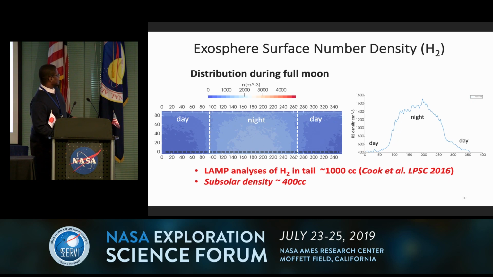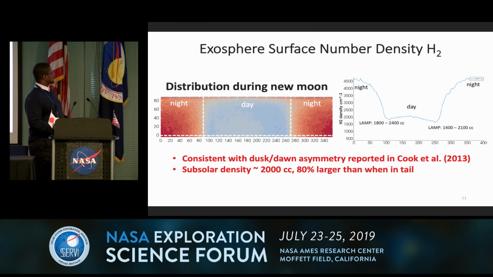And it's consistent with some analyses of LAMP in the tail from LPSC abstracts. But then if you look during new moon, when it's not shielded, you get a much larger hydrogen content, up to 4,500 at night and 2,000 at noon during the day.